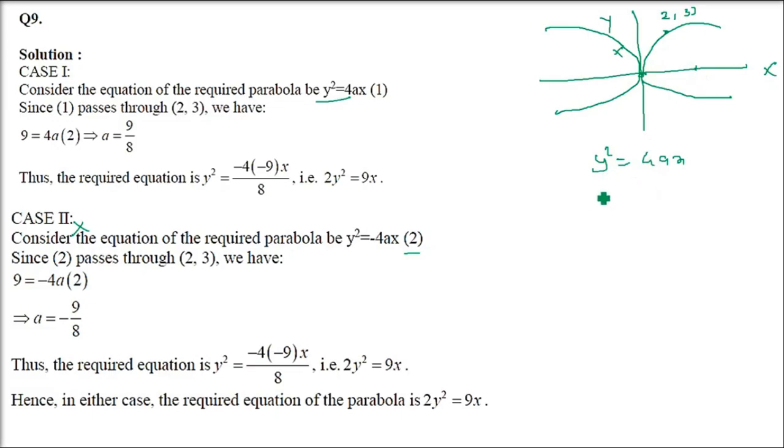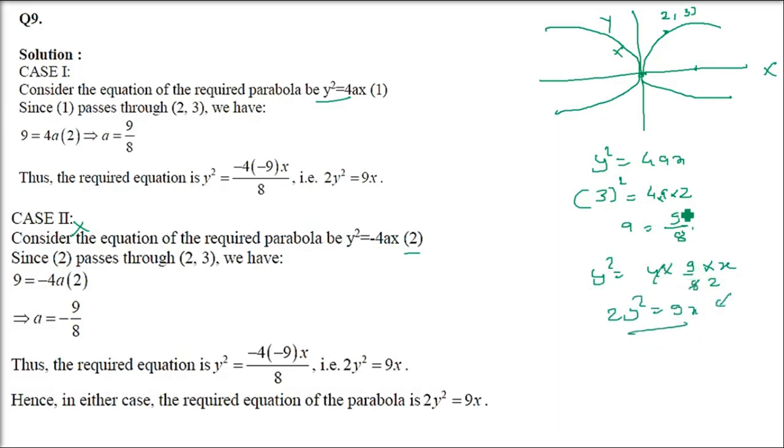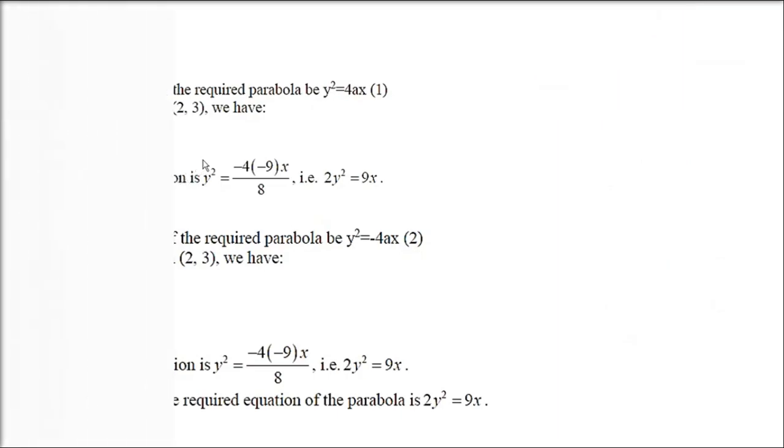So it is passing through this point 3, 2. Put y as 3 and x as 2. This a will be 9 by 8. Put it in y square equals 4 into a into x, I am putting a as 9 by 8. So this will be 4 by 8, 2 goes to the left hand side, 2y square equals 9x. And if you want to try, you can try case 2, even if you put these values, it's going to give you the same result.